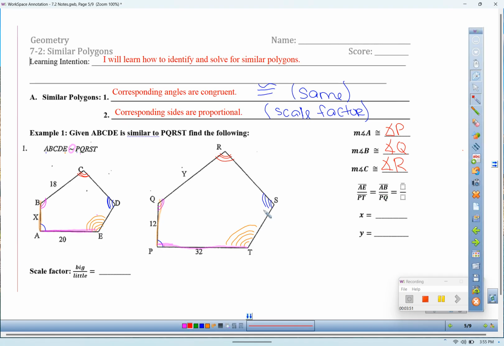And now we're going to try to find one of our own. So if I give you BC, let's see if we can find a segment that is congruent with BC. And it would be this one. Yes, QR.